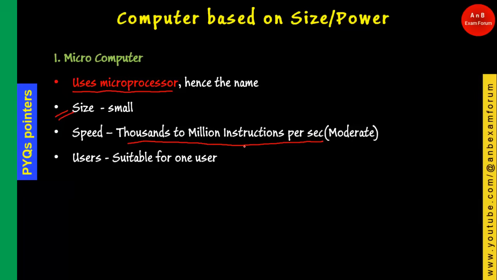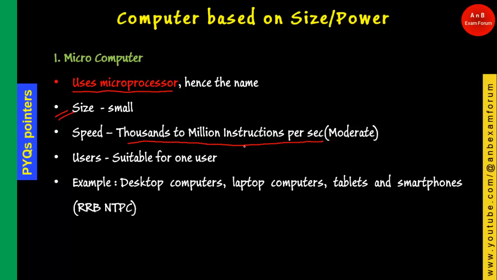If you talk about examples, desktop computer, laptop computer, tablet, smartphone, these are examples of microcomputer. I will repeat once again that microcomputers are generally small in size and suitable for one user. So you can think desktop computer, laptop computer, tablet, smartphone, those are all microcomputers.